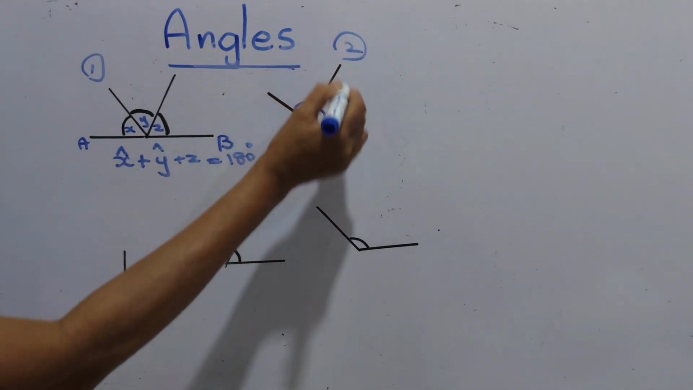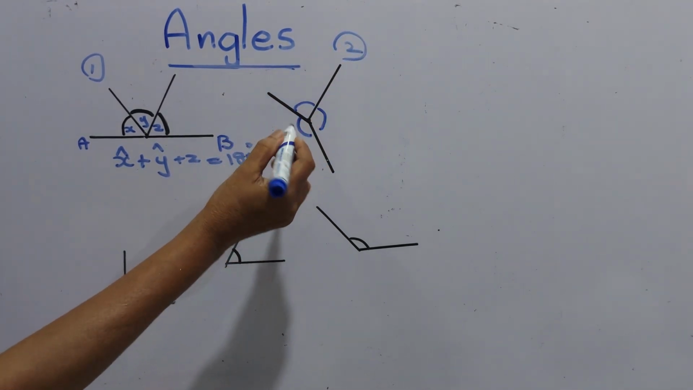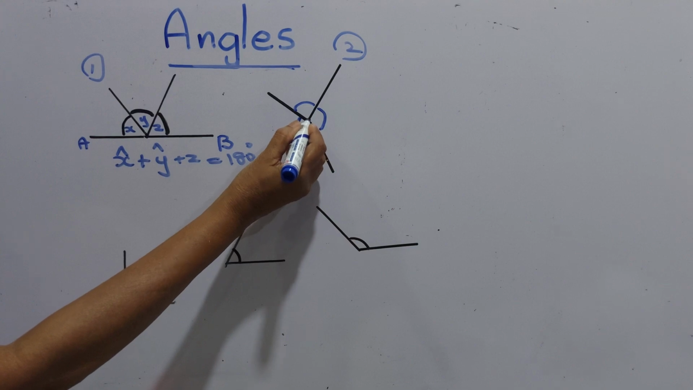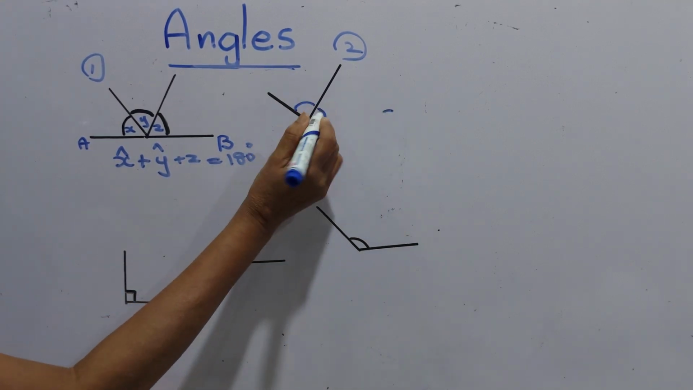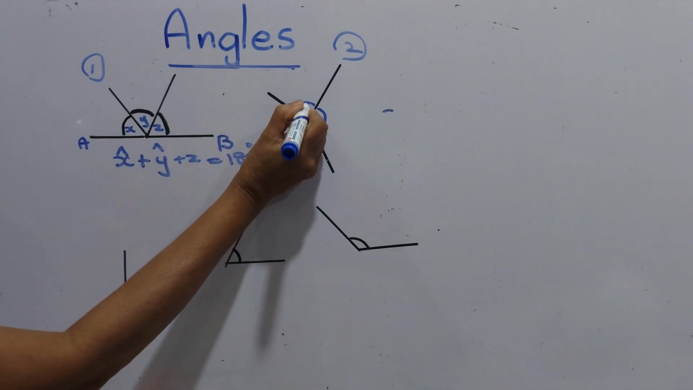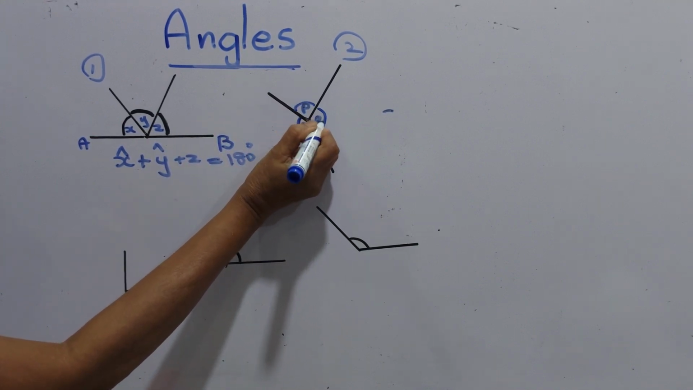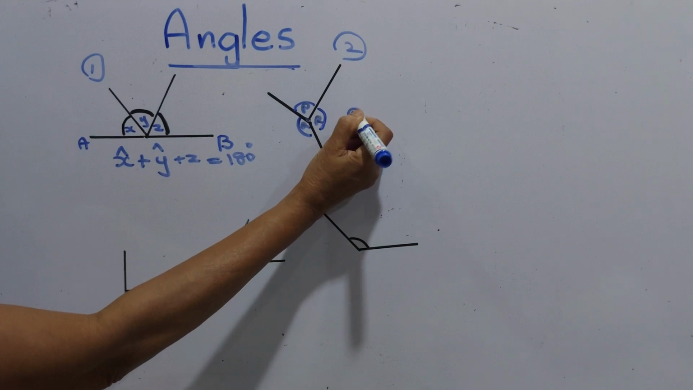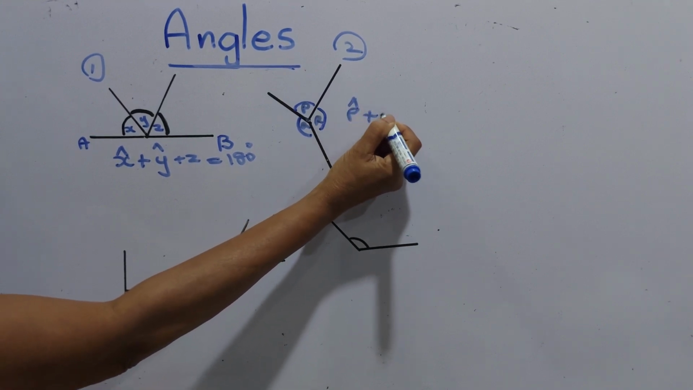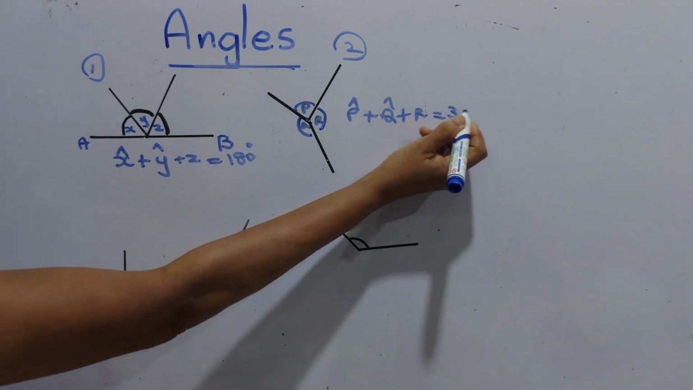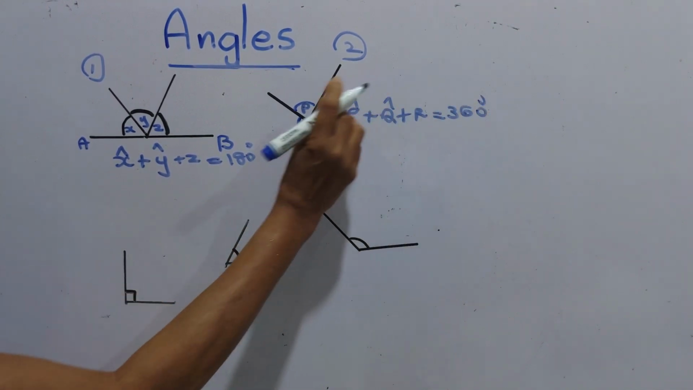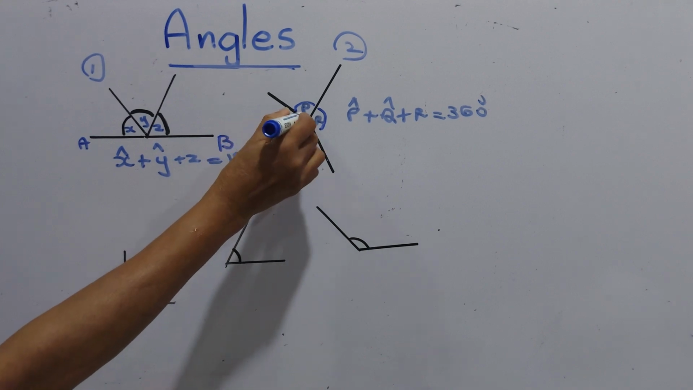Second figure, look at the second figure. Angles at a point is the point. Angles at a point add up to 360 degrees. We'll name them P, Q, R. Angle P plus Q plus R equals 360 degrees. That is angles at a point.